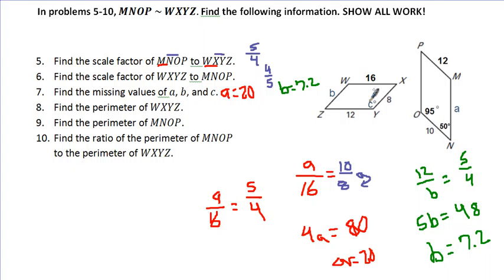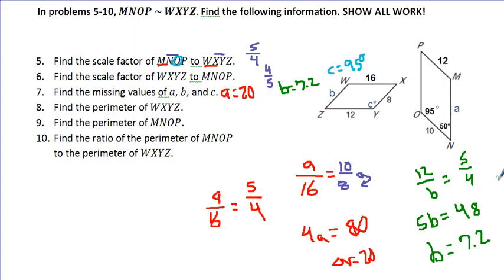Then for the final one, to find C. C corresponds with angle Y. Because C corresponds with angle Y, Y corresponds in the similarity statement with O. And we know O is 95 degrees. So that means that the value of C must also be 95 degrees, just like that.